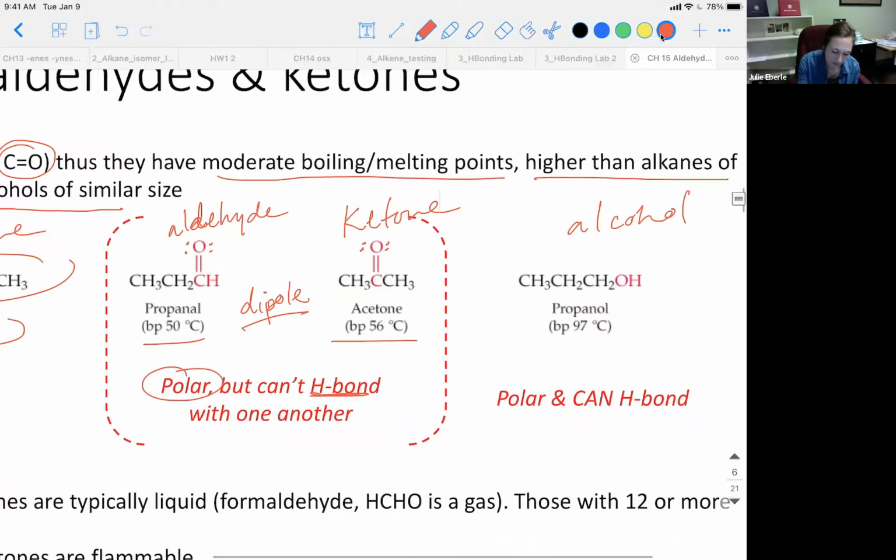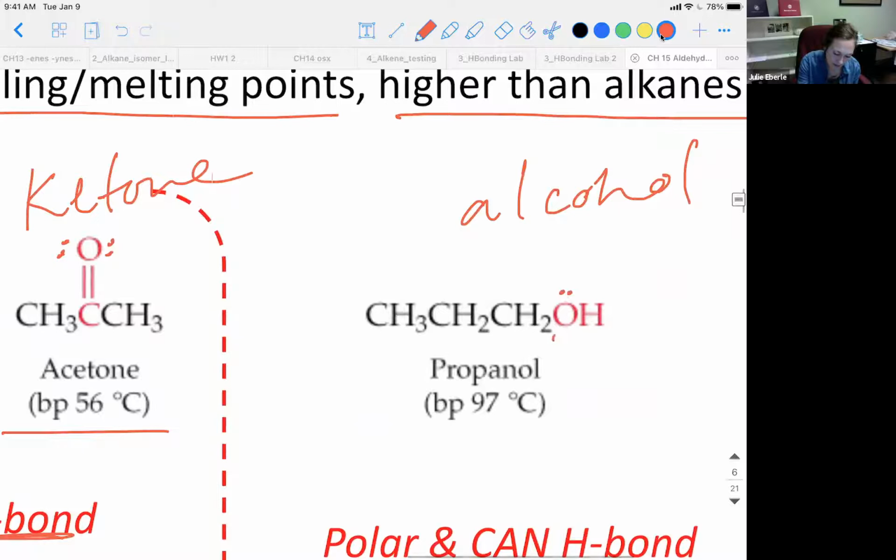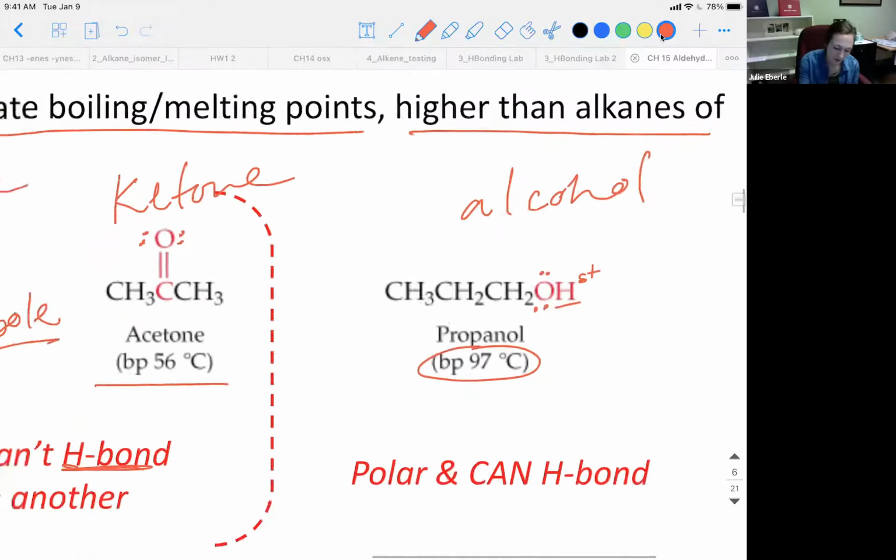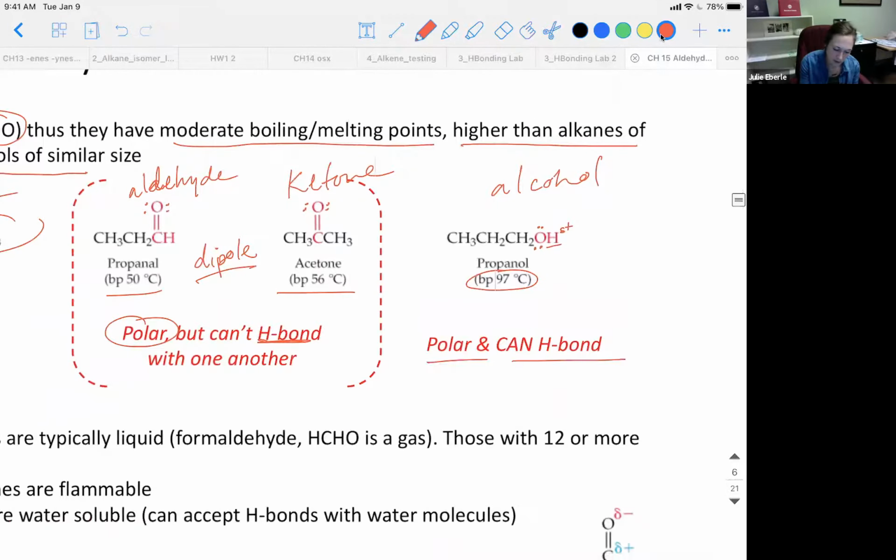Look at the alcohol. The alcohol has the acceptor, and it has a positively polarized hydrogen, a donor, so we know alcohols can hydrogen bond. That's why its boiling point is almost twice that of our aldehyde and our ketone. So that's why it has such a high boiling point. It's polar and it can hydrogen bond, all right?